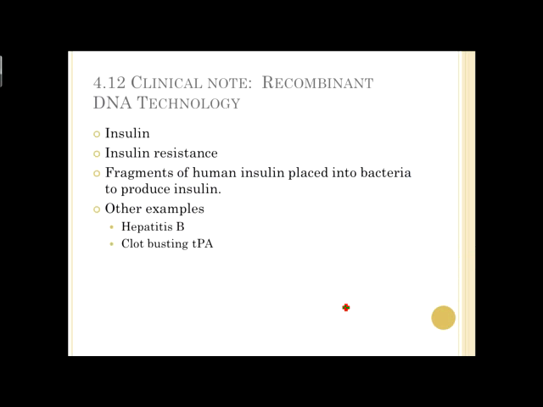Clinical technology: recombinant DNA technology. Now, they do this in several arenas, and what they essentially do is tell a bacteria to produce human insulin by giving it specific codons. So this recombines the DNA of, let's say, a bacteria, so that this bacteria now will produce human insulin. Other examples of recombinant DNA technology are hepatitis B vaccine and clot-busting agents.